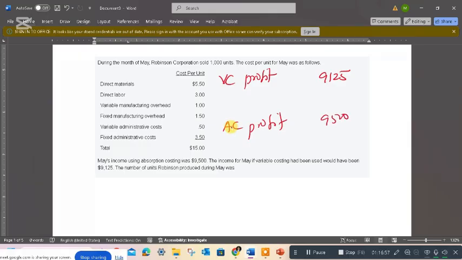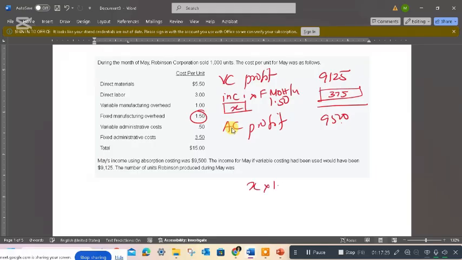So you know what comes in between: increase in stock multiplied by fixed manufacturing overhead per unit. Fixed manufacturing overhead per unit is 1.5. I need to find only this. Either you put it in X and solve it, or the difference between 9,500 and 9125 is going to be 375. So if this is X, X into 1.5 is 375. Divide by 1.5, X is 250. X is the increase in stock.